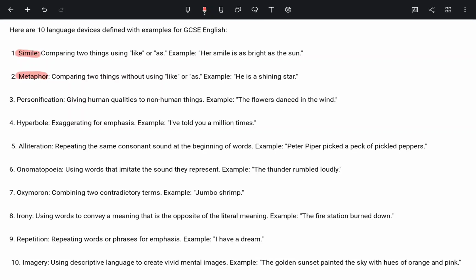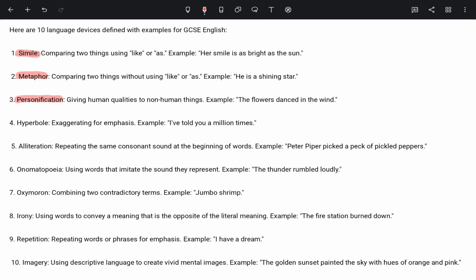Number three is personification. Personification is giving human qualities to non-human things. So for example, the flowers danced in the wind. So the word danced is something that humans can do. And again, you give these qualities to non-human things. So the non-human thing here is the flower.